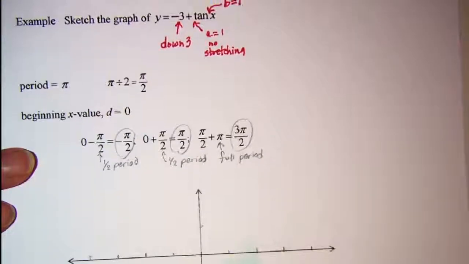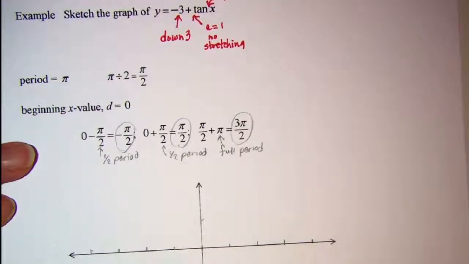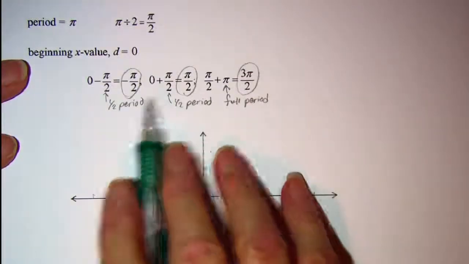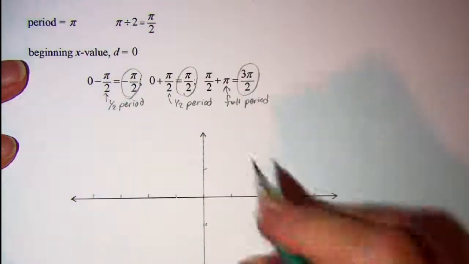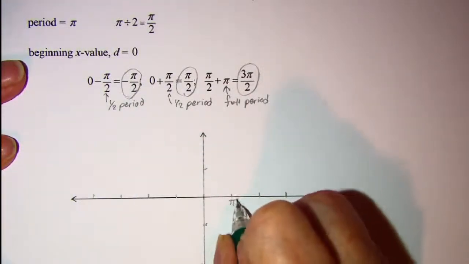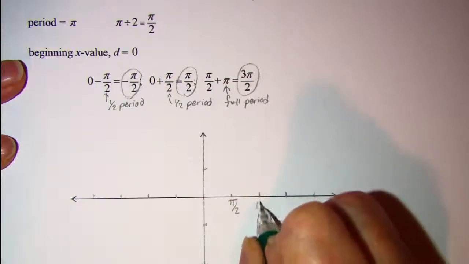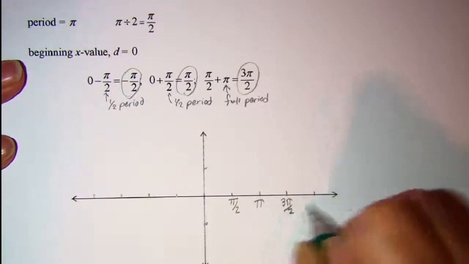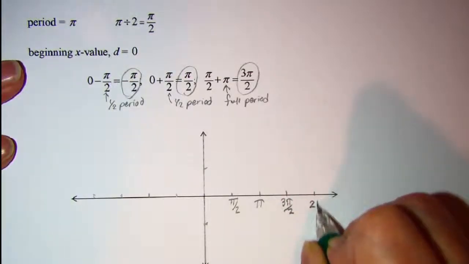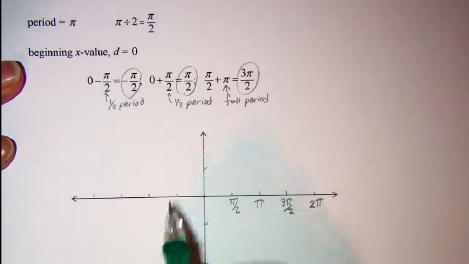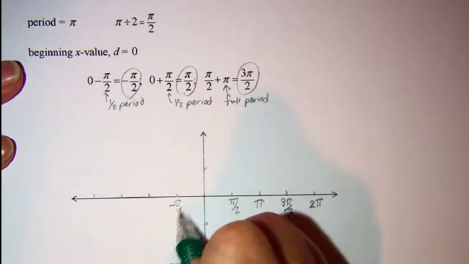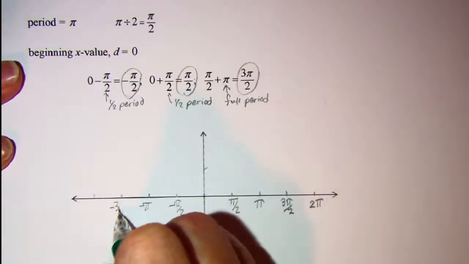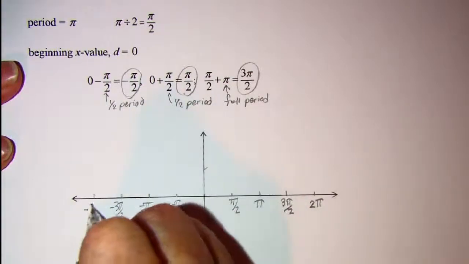So let me go ahead and label my x-axis first. Since I'm in halves here, I'll just label this as pi over 2. 2 pi over 2 is pi, 3 pi over 2, and 4 pi over 2, which is 2 pi. And then on the left side, I have negative pi over 2, negative pi, negative 3 pi over 2, and negative 2 pi.